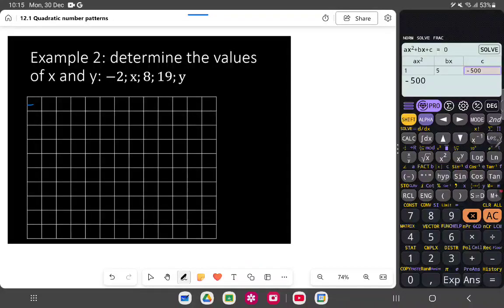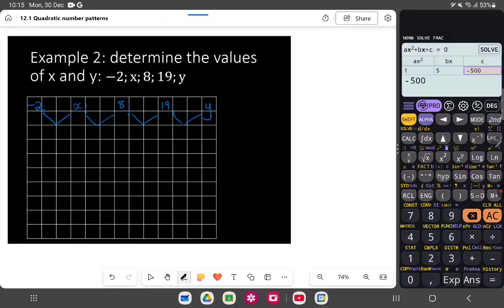So let's start with -2, 2 blocks, then x, 2 blocks, 8, 19, y. The spacing is just the way that I prefer it. It's not essential, but it makes for easier writing.